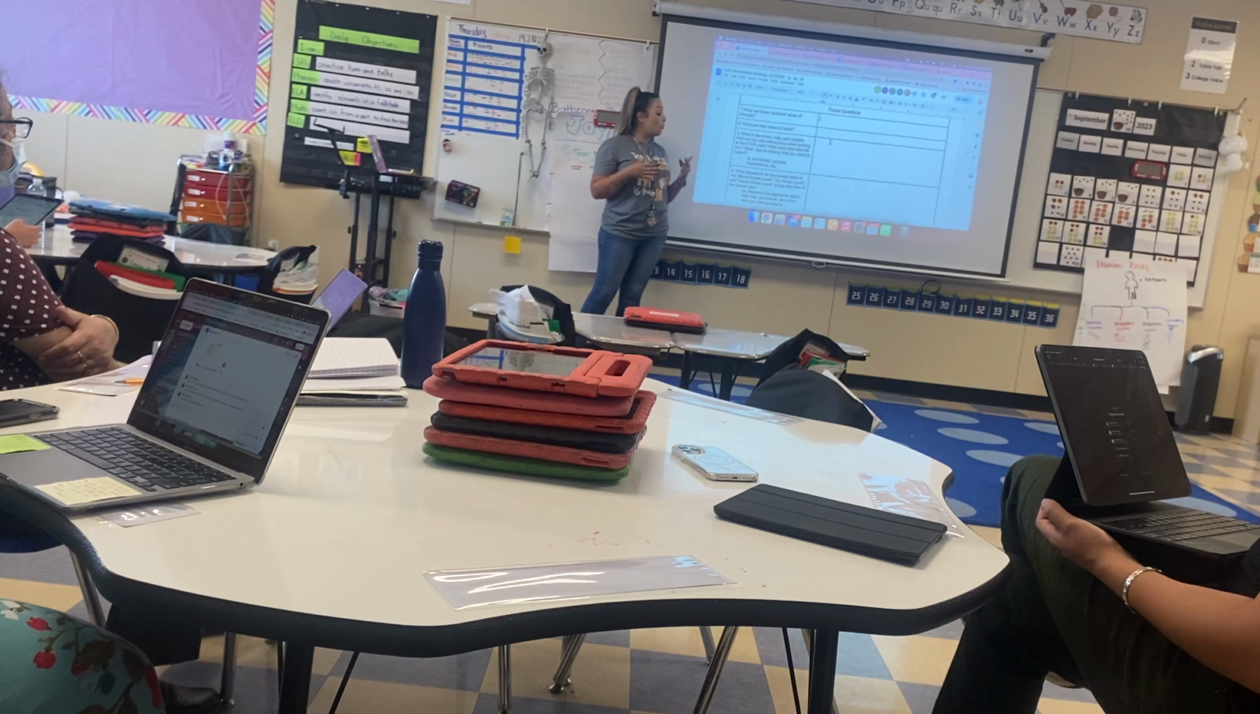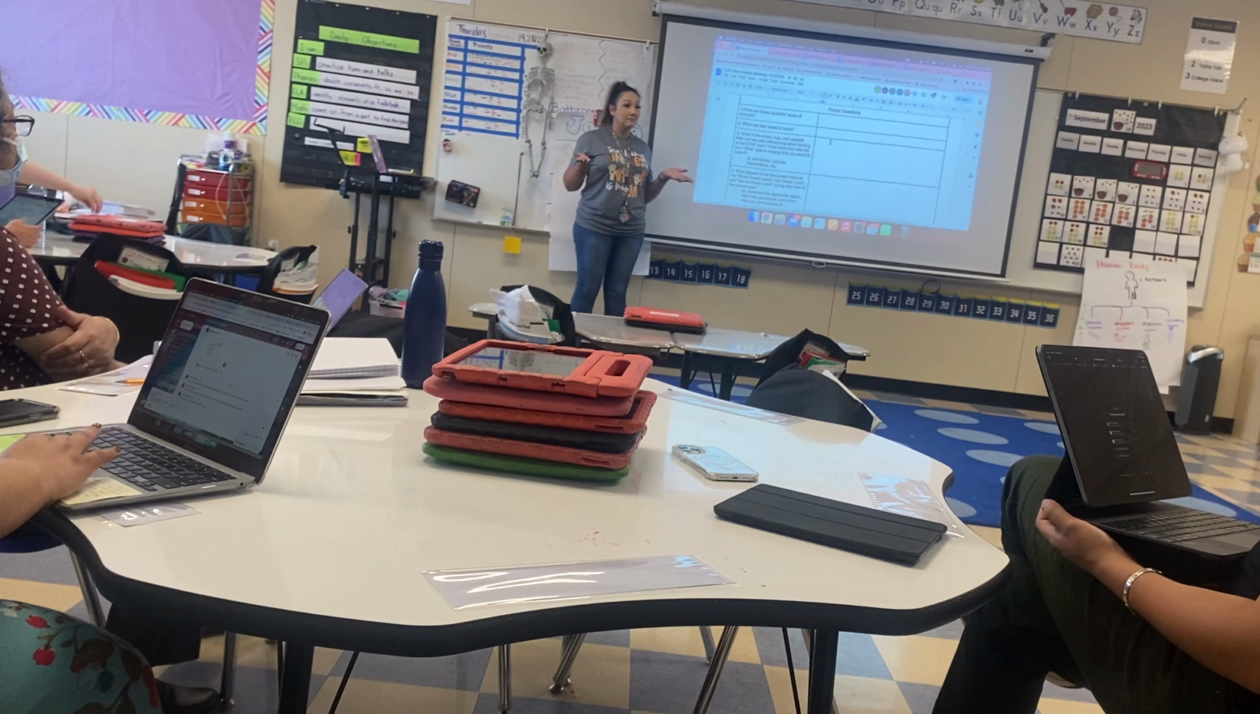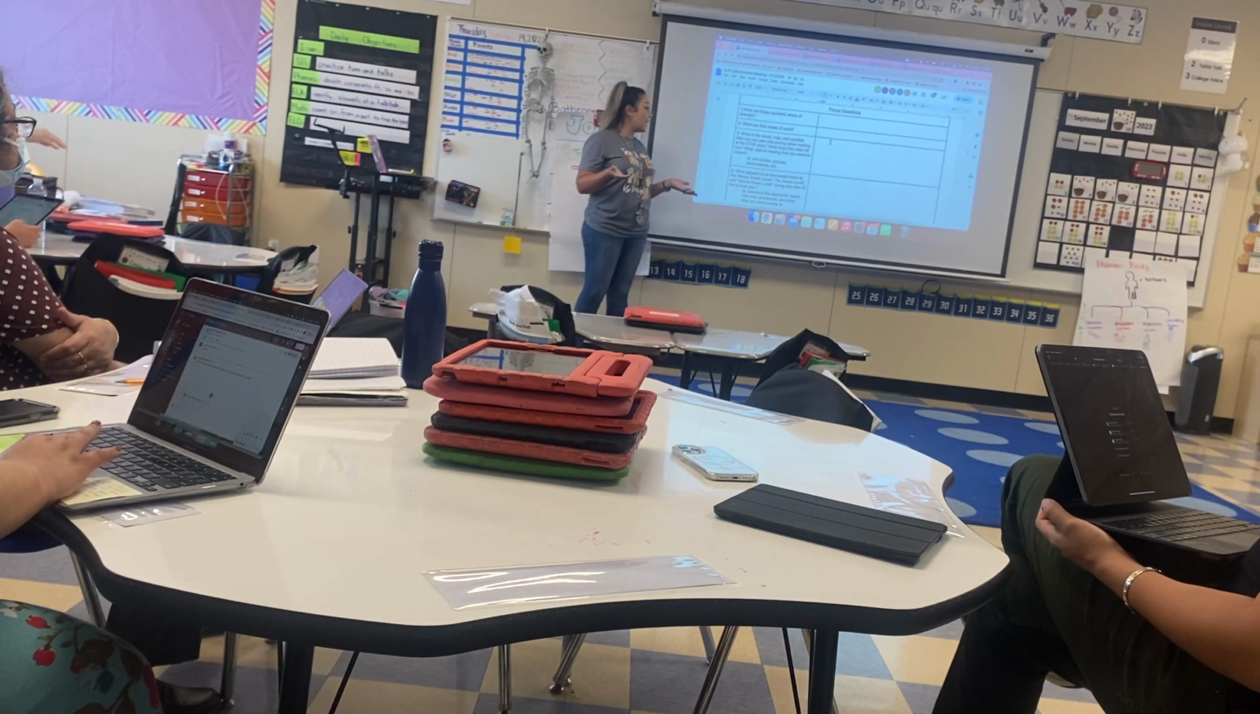So we need to consider all different types of data when looking at the STAR data. And then think about, what does this data tell you? What does it tell you about your instruction? What does it tell you about your accommodations, your supports? And then, are you missing any other data? What data do you need to collect?